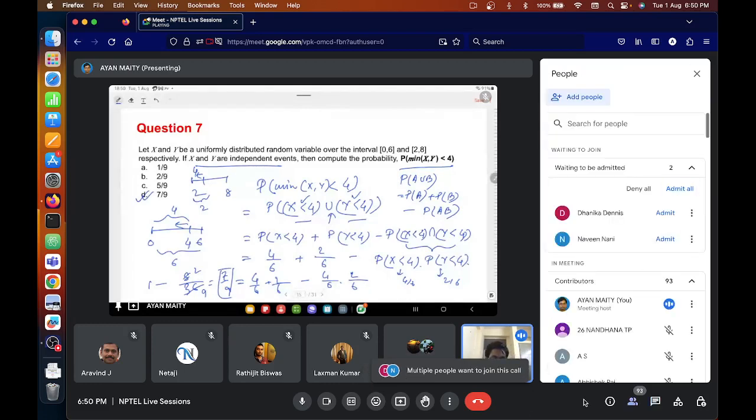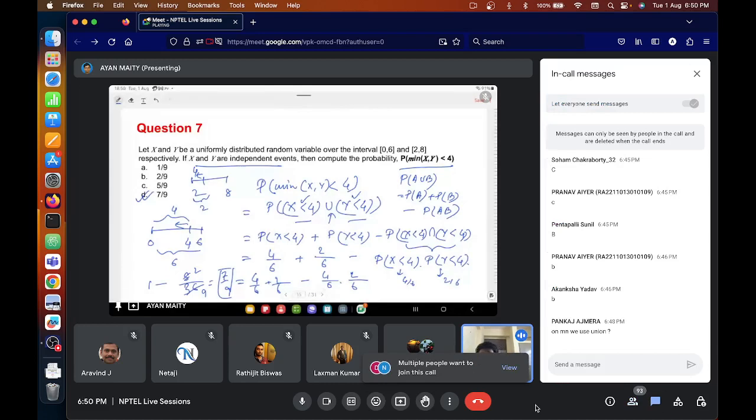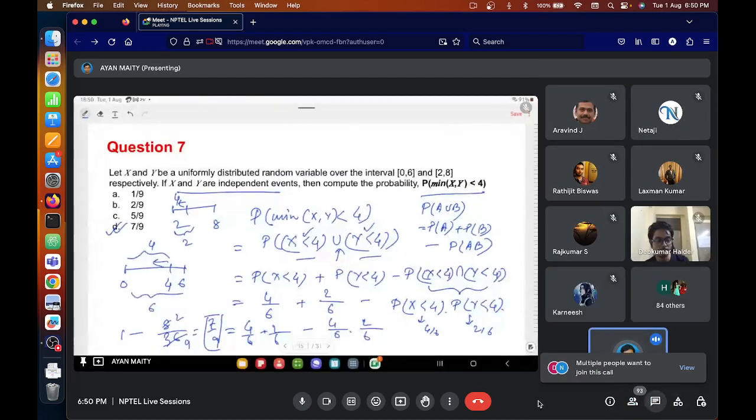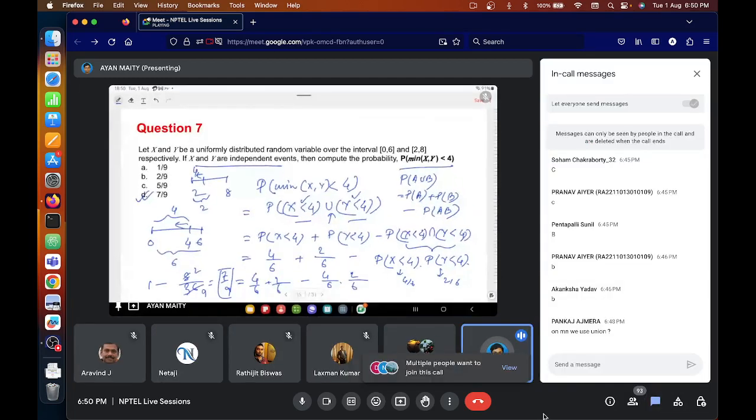So this is how you have to calculate this probability. The min of x and y less than 4, you can decompose this event or random variable into two events, x less than 4 and y less than 4, and then you can use the formula for the probability of union of two events.